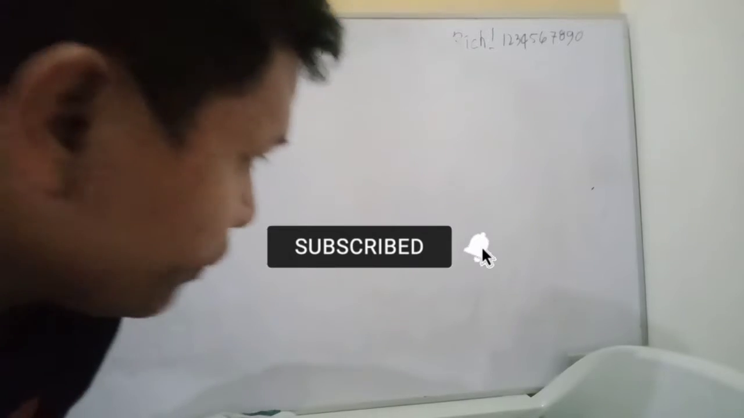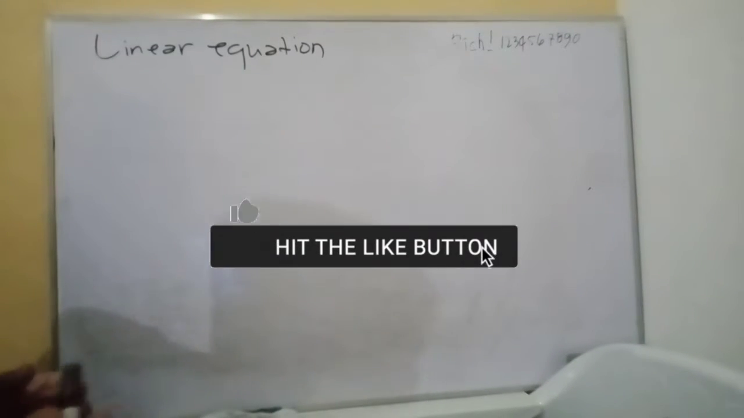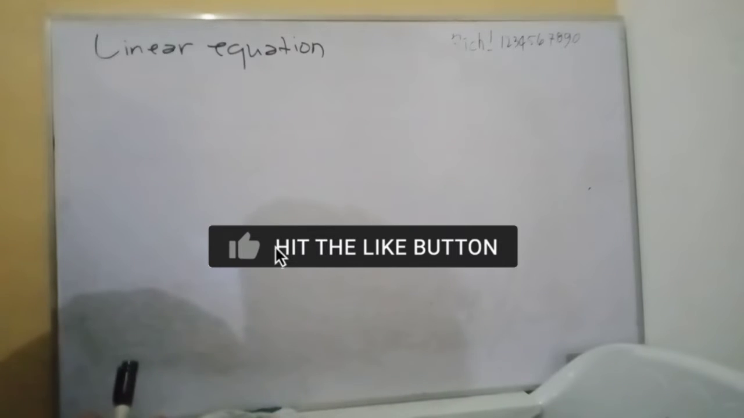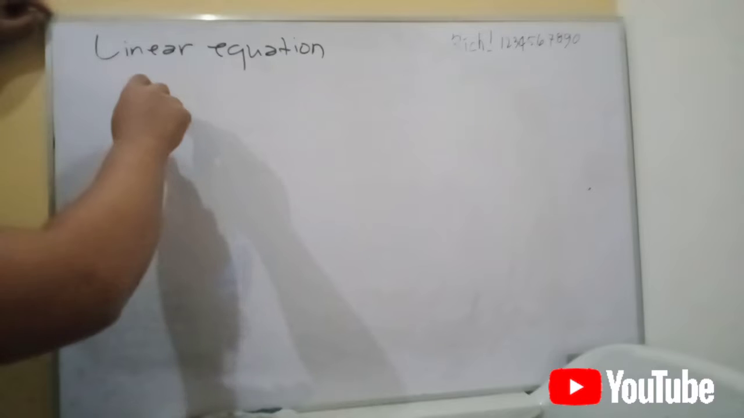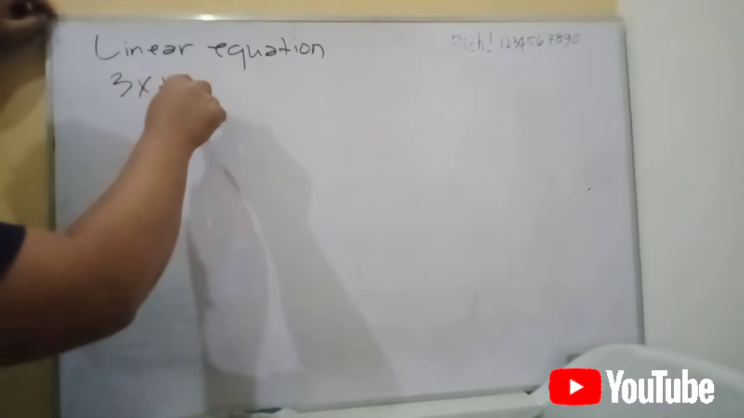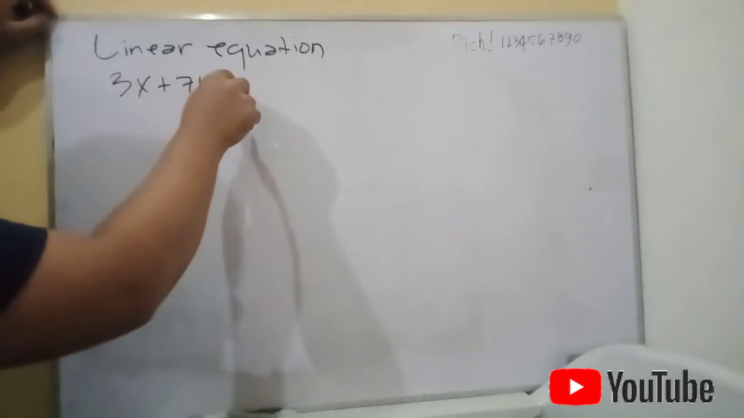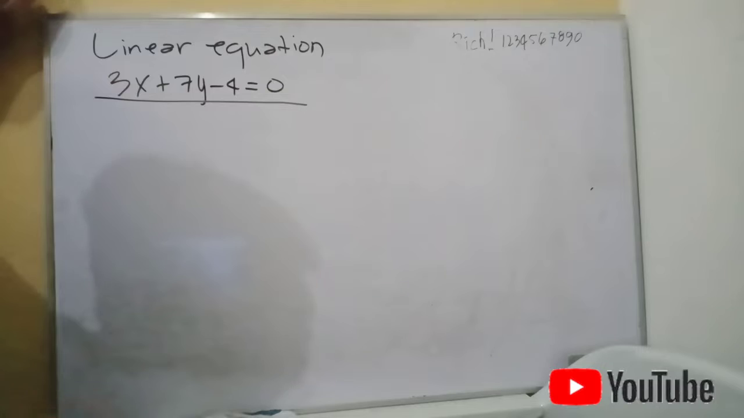Okay, so our topic now is about linear equation. So the first question is, how do we get the x-intercept? Say for example, we have this general form of 3x plus 7y minus 4 is equal to 0. This is the general form for a linear equation.